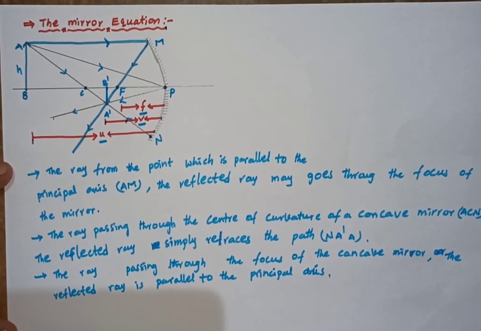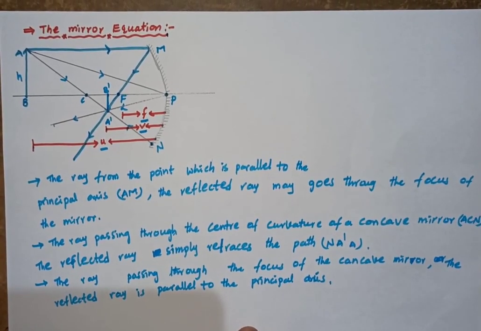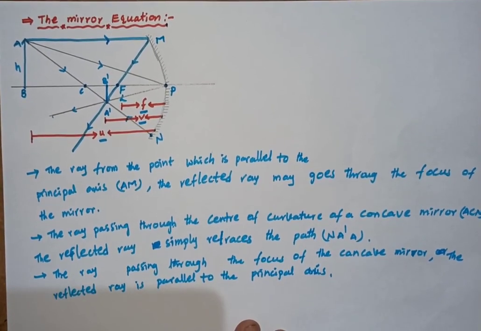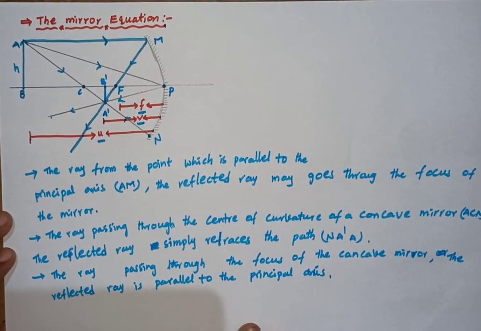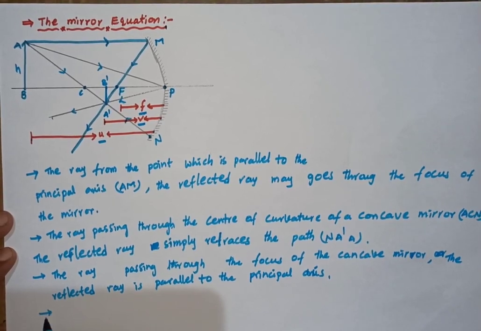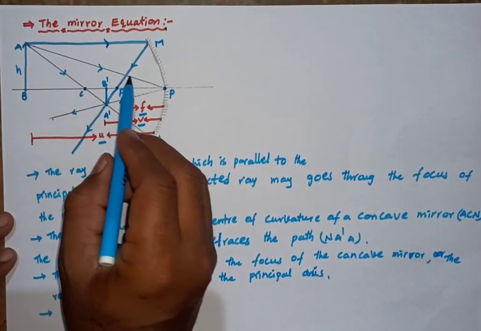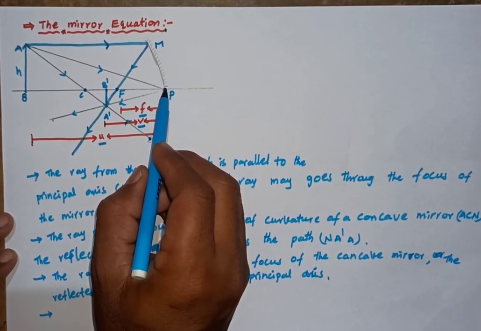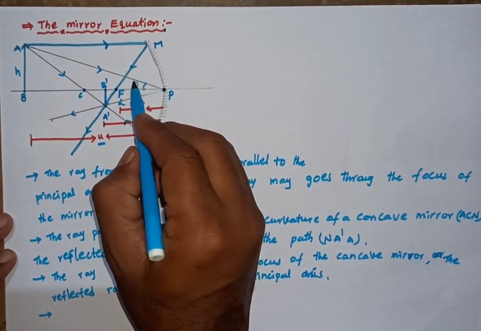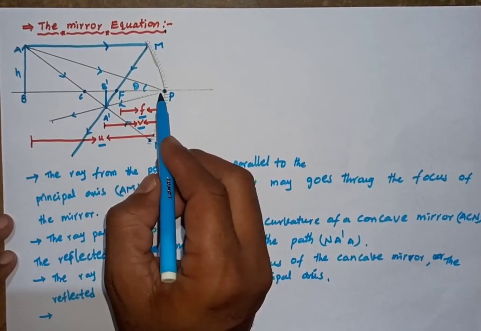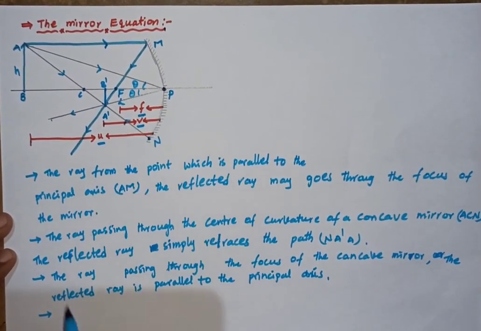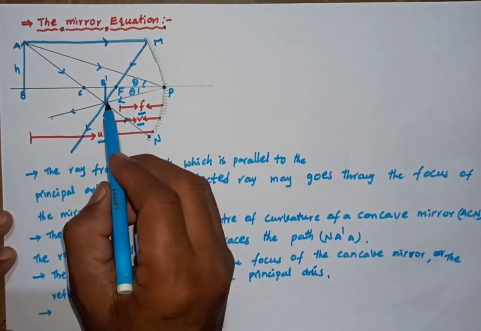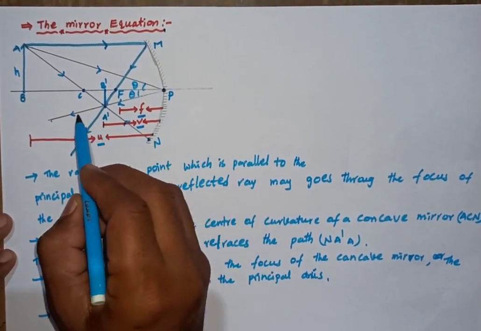Here the incident ray at any angle at the pole, the reflected ray follows the laws of reflection. So the incident ray is incident at the pole at, for example, angle theta, and the reflected ray is also at angle theta. The reflected ray goes through A dash.